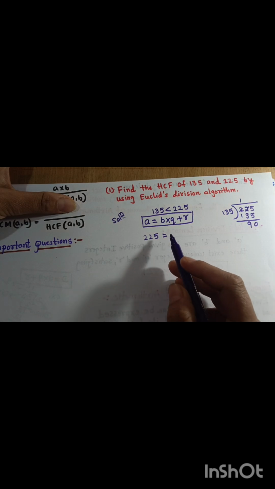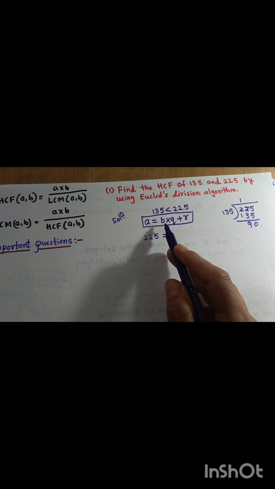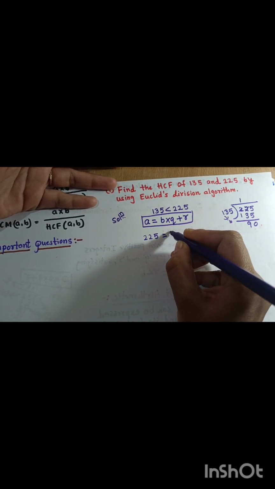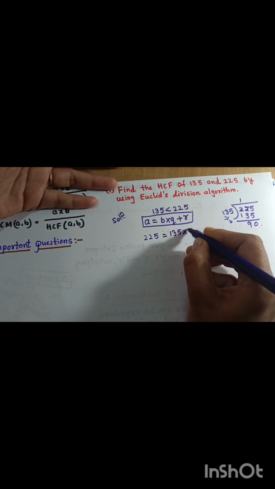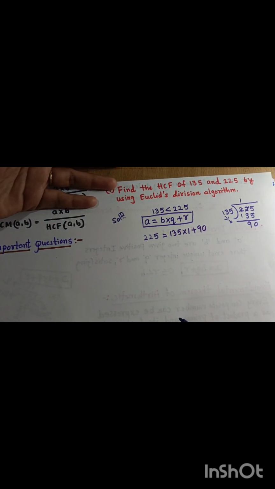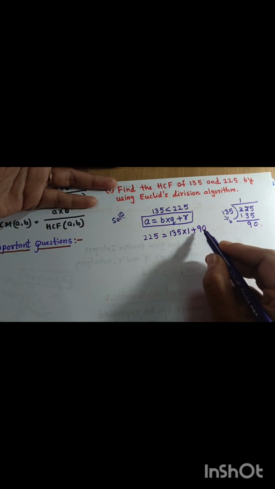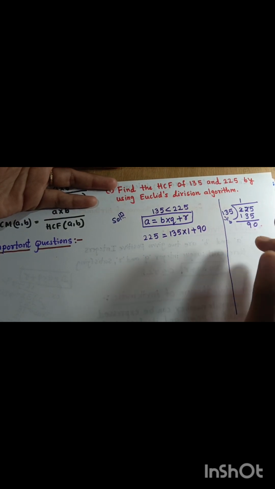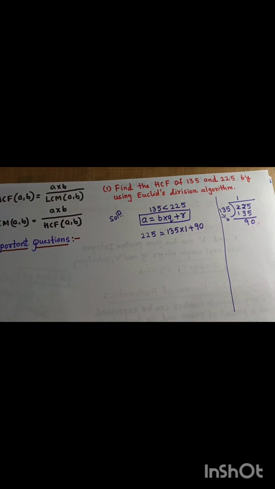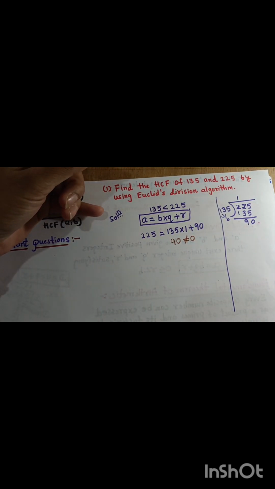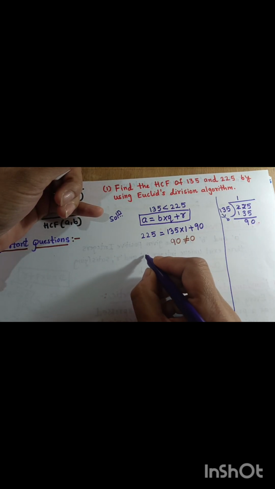So how to write this here? b means what here? b means that is 135. We divide by b, so 135. What is the quotient? 135 ones are 135. What is the remainder? 90. Okay. Now see here, we got the remainder 90, but 90 is not equal to 0, correct? The 90 is not equal to 0, means what to do? Again you continue the same process. Now you take 135.